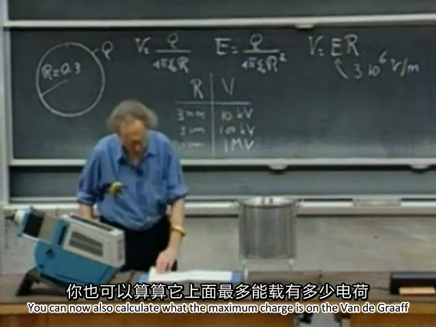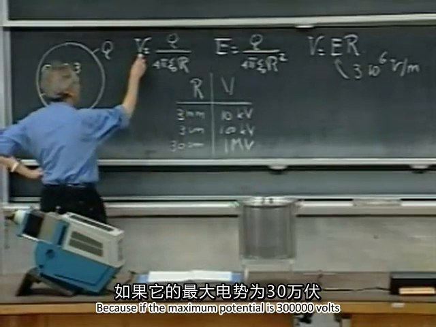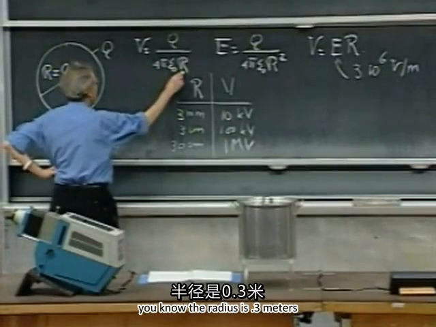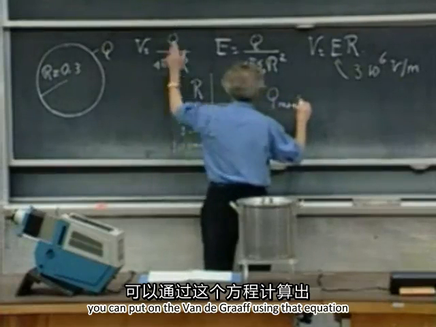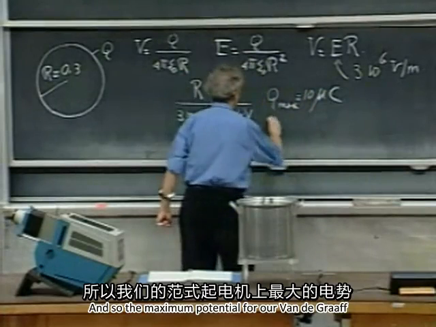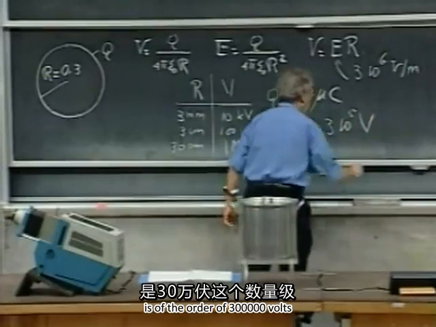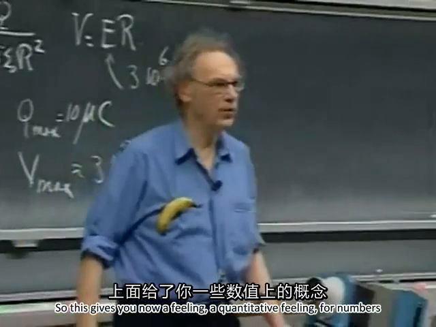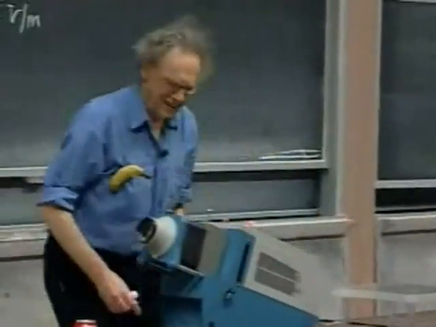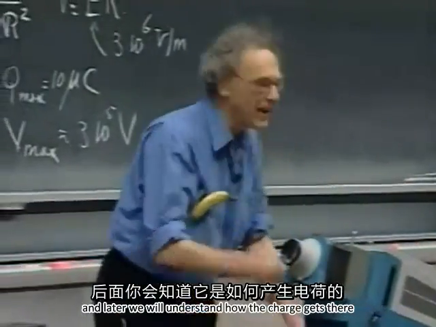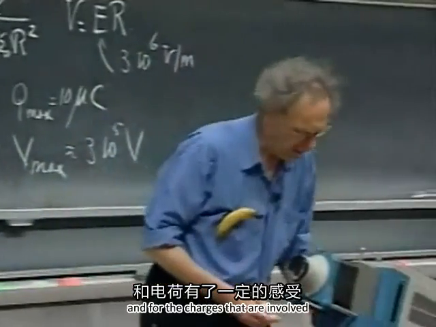You can now also calculate what the maximum charge is on the Van de Graaff, because if the maximum potential is 300,000 volts, you know the radius is 0.3 meters, so you can calculate now what the maximum charge is that you can put on the Van de Graaff using that equation. It will give you 10 microcoulomb. And so the maximum potential for our Van de Graaff is of the order of 300,000 volts. So this gives you a quantitative feeling for numbers, an idea of what our Van de Graaff can do, and later we will understand how the charge gets there. But at least you have some feeling now for potentials and for the charges that are involved.